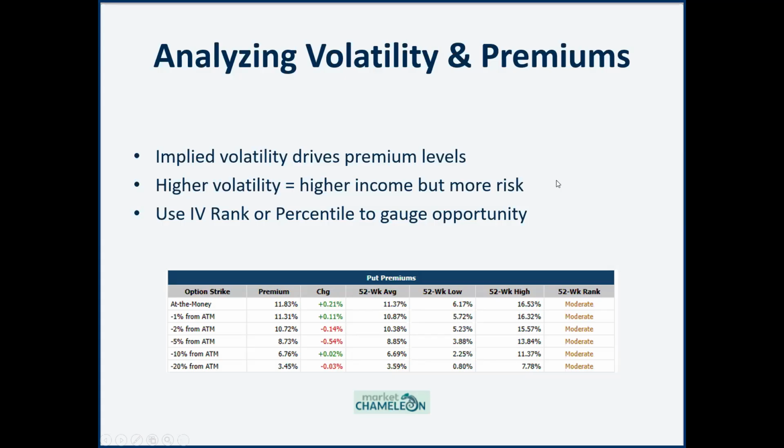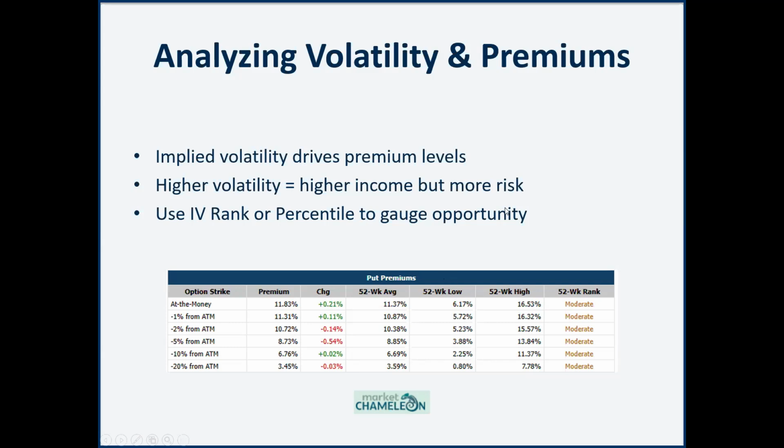So it's just like anything else. It's a risk-return trade-off. High volatility, it's high volatility for a reason. The question is, is it too high? That's a decision that you have to make when you're selling options or buying them. So you can use something like implied volatility rank or the percentile to gauge opportunity.